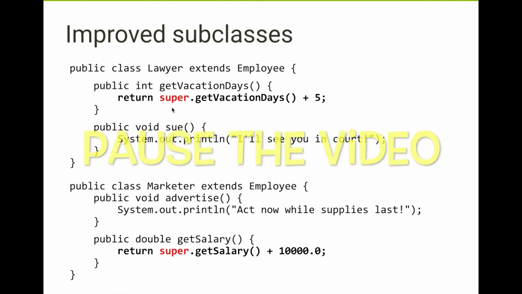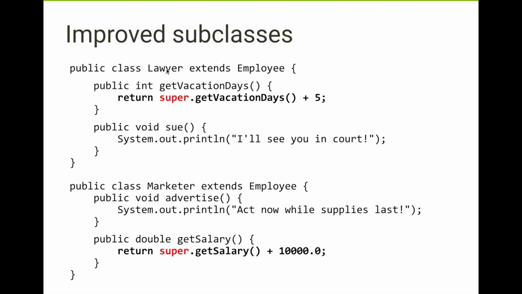All right, this is how you would do it. If you recall, a lawyer, when it extends an employee, gets an additional 5 days of vacation. That means if my employee class suddenly gets 20 days of vacation, my lawyer gets 25 days. No matter what you do to the employee class, this one will get 5 more than the regular employee. And then when we go to the marketer class, we would have it get $10,000 more than the regular employee.